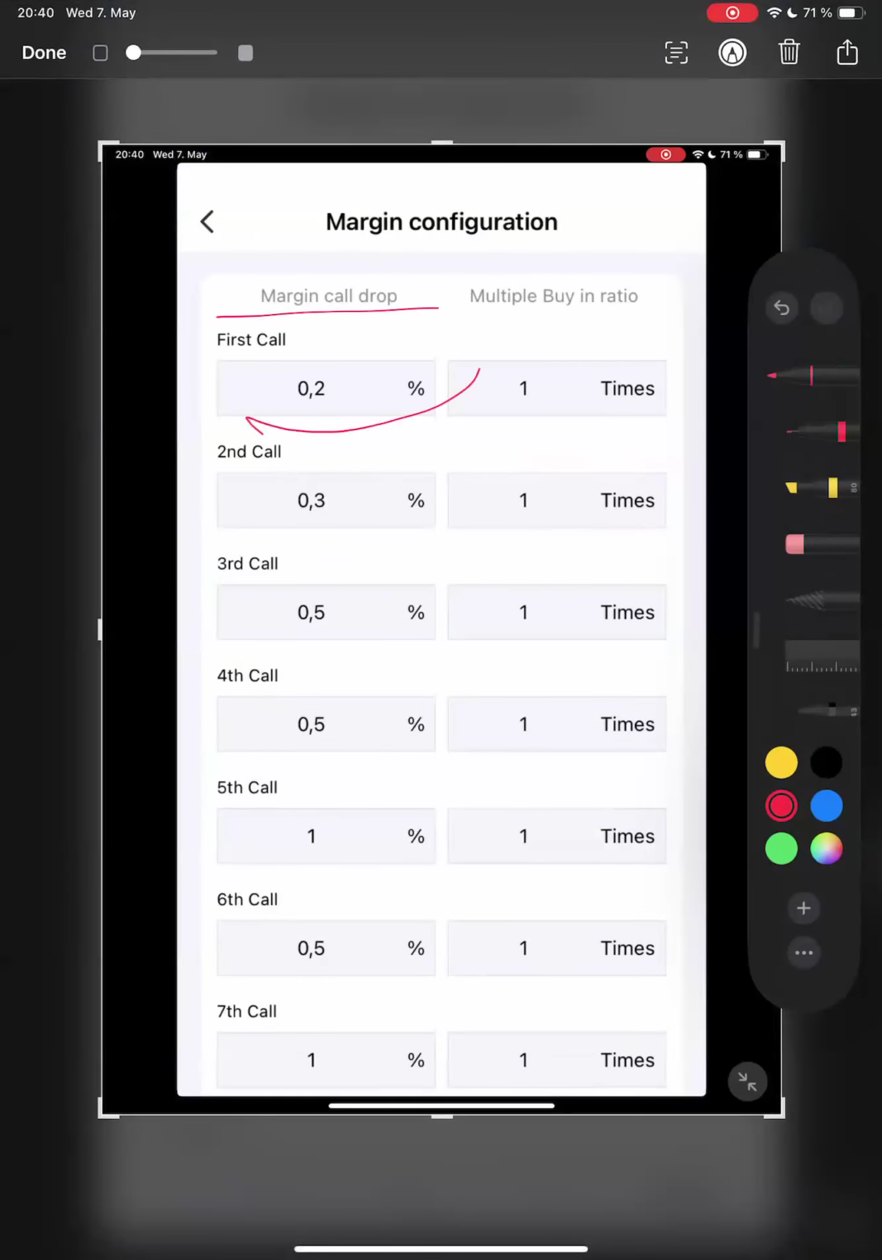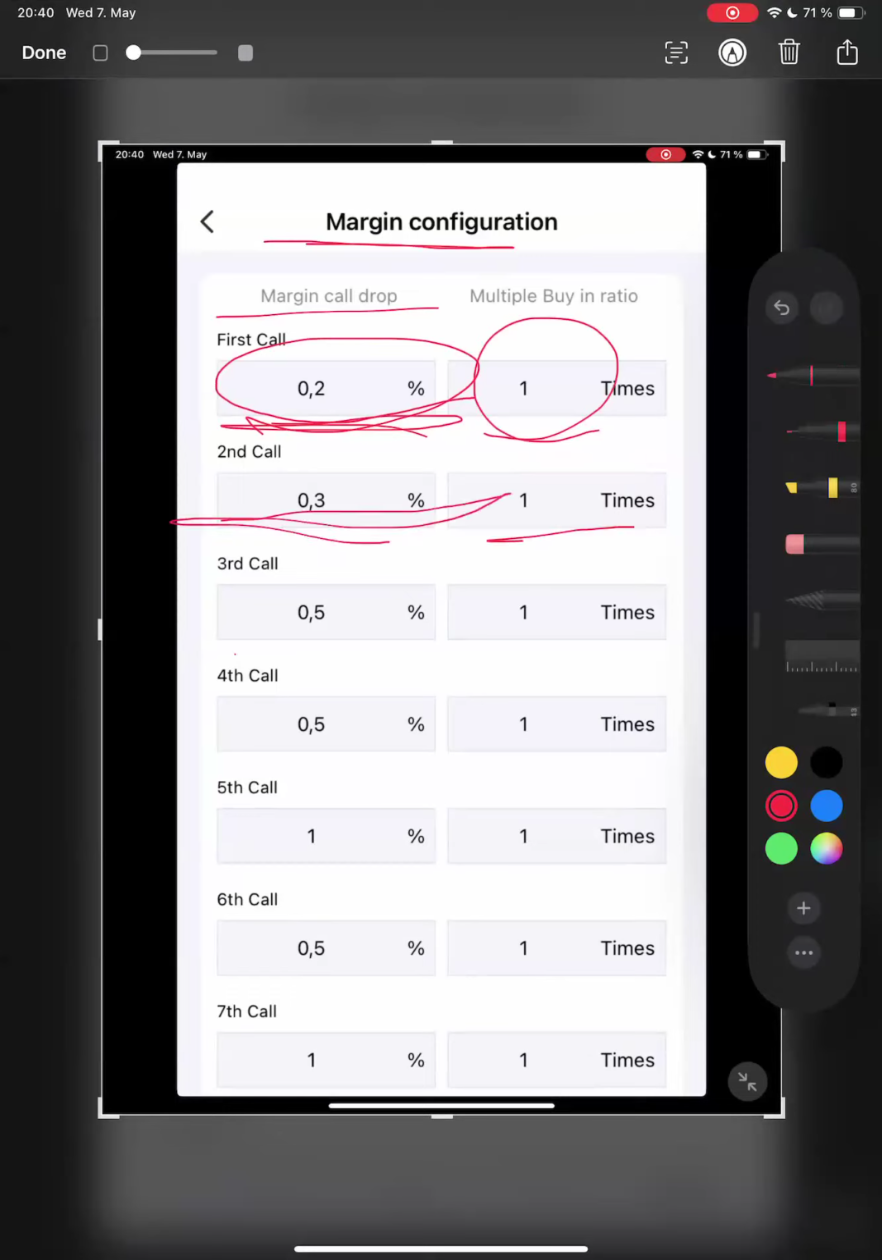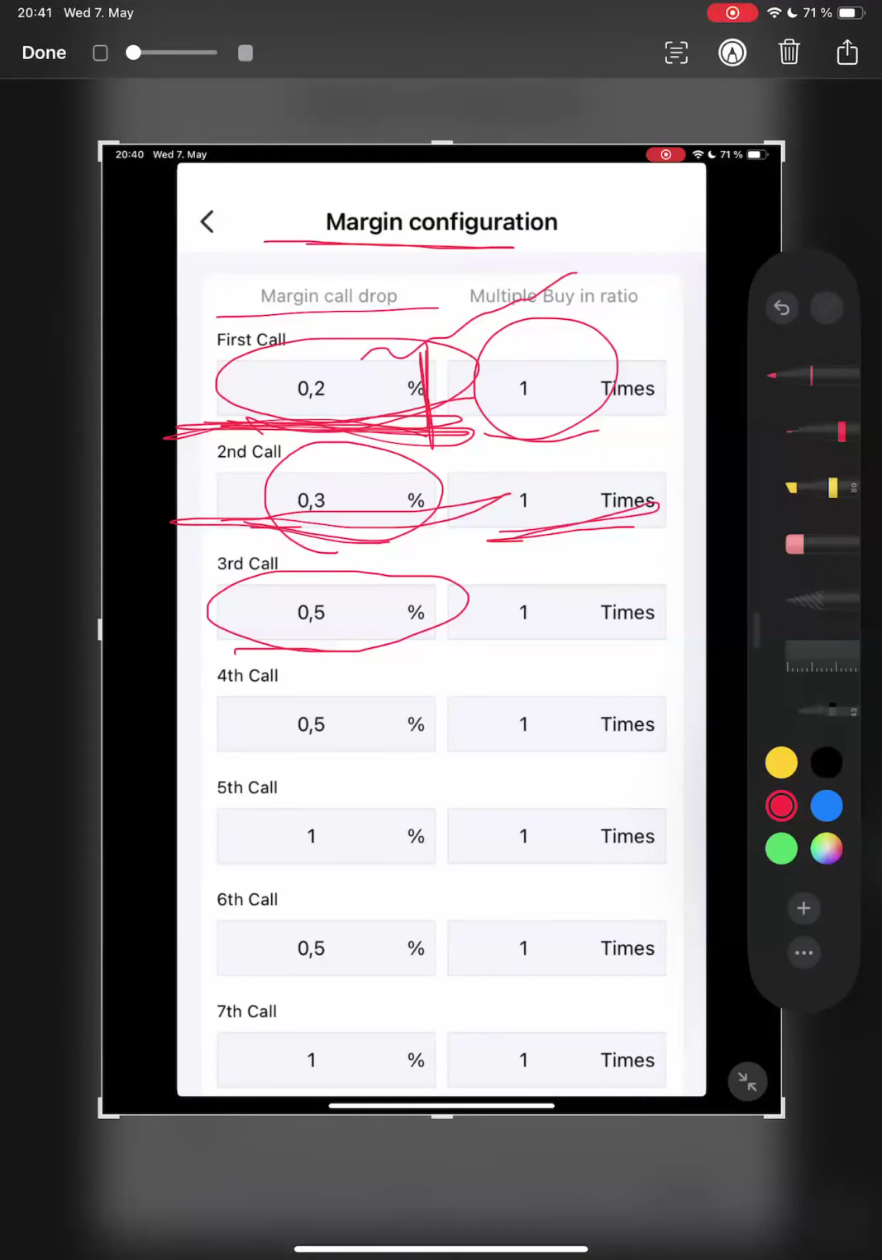Okay. So it means the first call, if the market drops from the current price it bought at by 0.2%, the robot should quickly buy one time. If it continues to drop, it should buy another. Each drop has its own unique average price, because if it drops and buys at this point, it will create a new average price. So if the market continues to drop from the new average price by 0.3, it should buy one times.